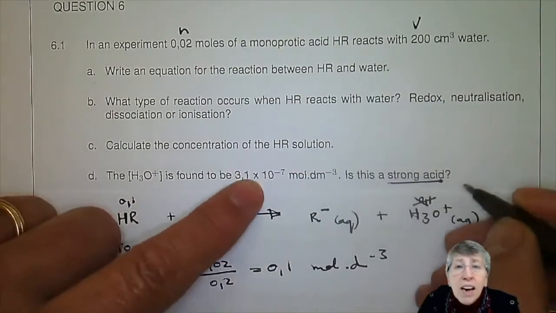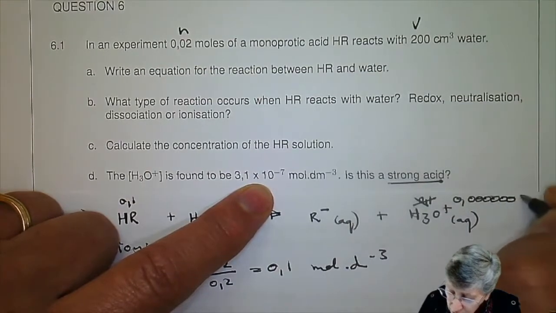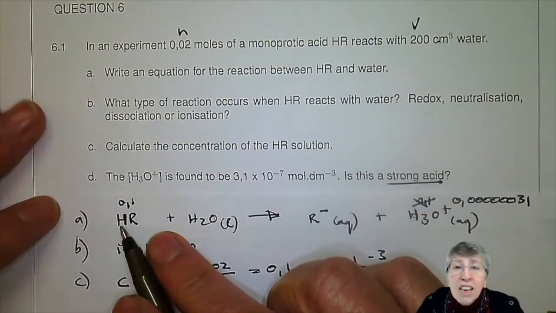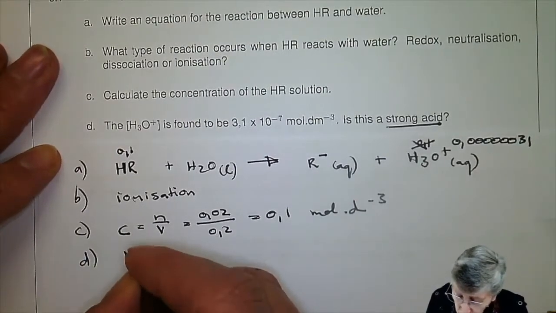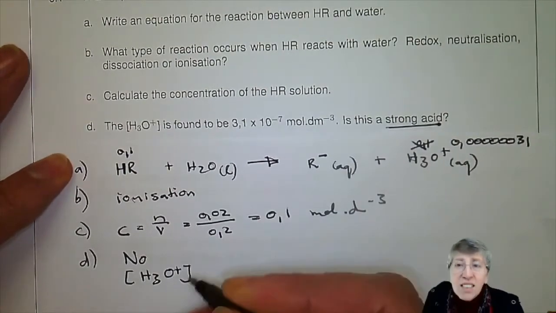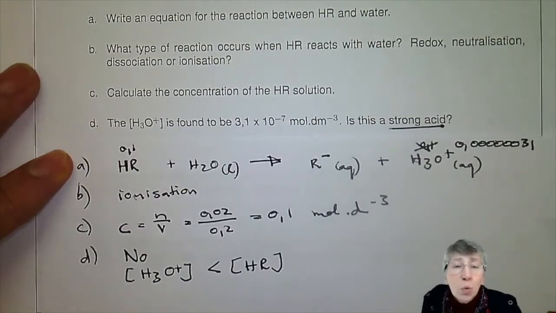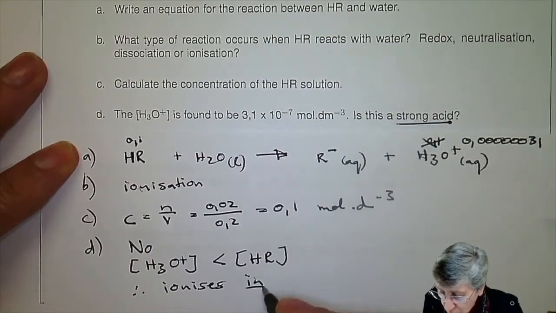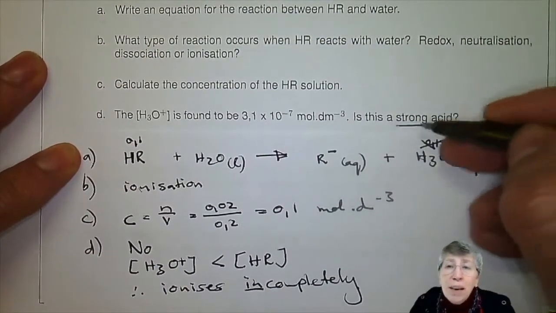What do I have? I have 3.1 times 10 to the minus 7, right? That is a lot smaller, which tells me that most of the HR molecules did not ionize, right? So when they ask me, is this a strong acid? I will say, no, it's definitely not a strong acid. How do I know that? Because the hydronium ions that were produced is a lot less than the HR molecules that I started with. And therefore, I can say it ionizes incompletely. So remember in your answer to refer back to that definition.